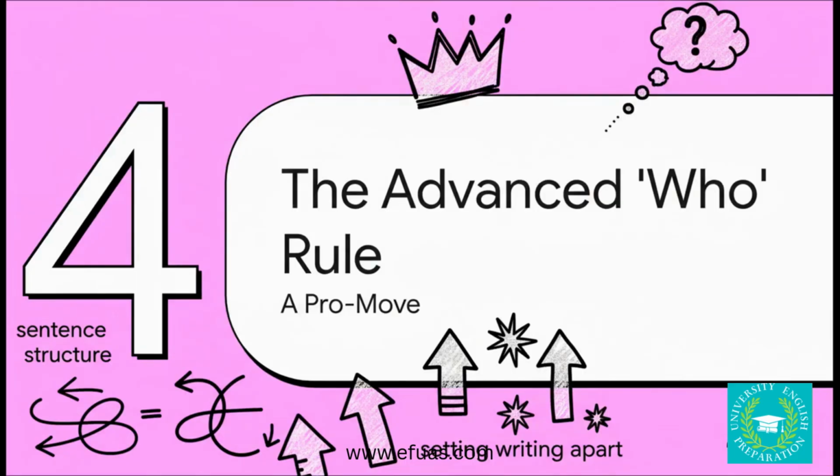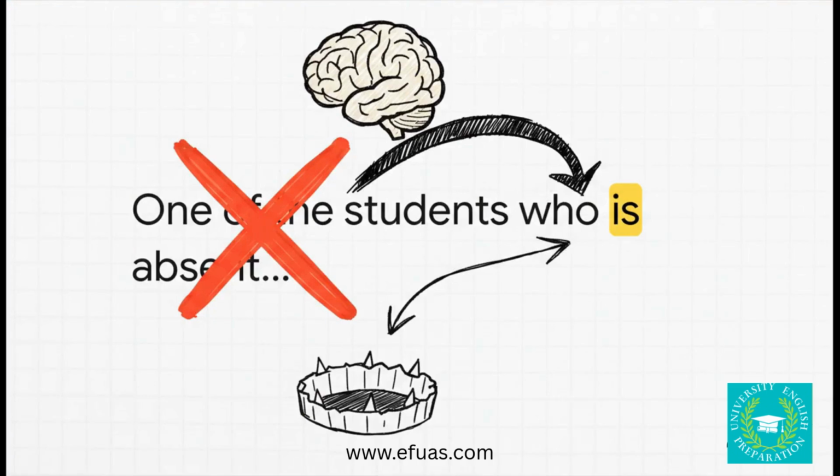Okay, you ready for a challenge? We're going to tackle a sentence structure that trips up even seasoned writers. But if you can nail this, your writing will look so much more polished. Okay, look at this. This sentence is a total trap. It's so easy to get this wrong because our brain just latches onto that word one and wants to make every verb that follows it singular.